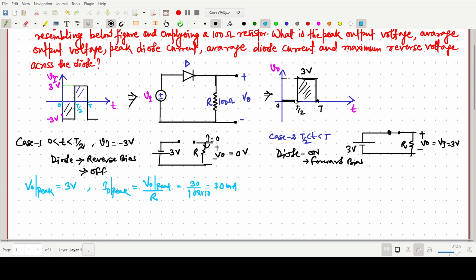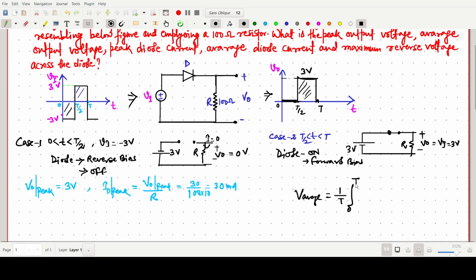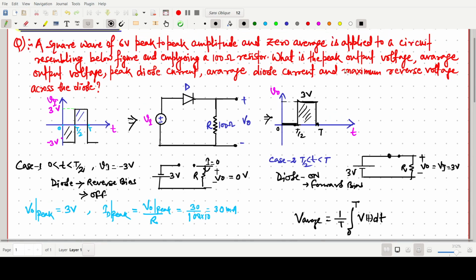So now we have to find the average output voltage. For any waveform, the average is V average equals 1 by T, integral from 0 to T of v(t) dt, the average value calculation. So far we have calculated the peak output voltage and peak diode current.